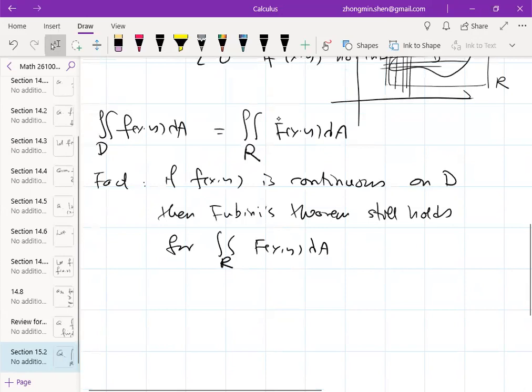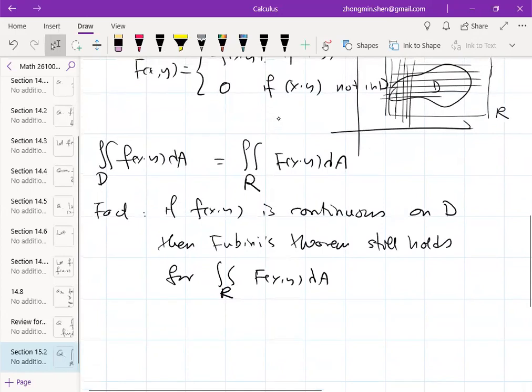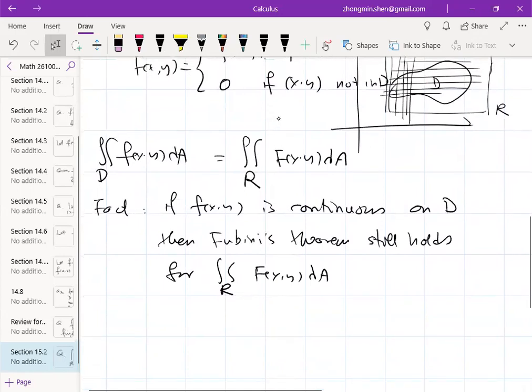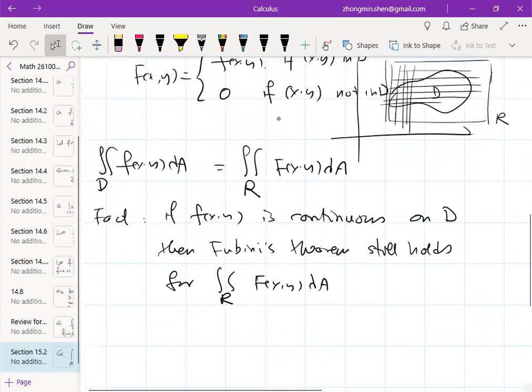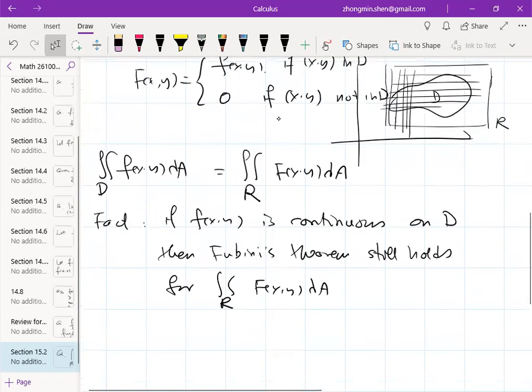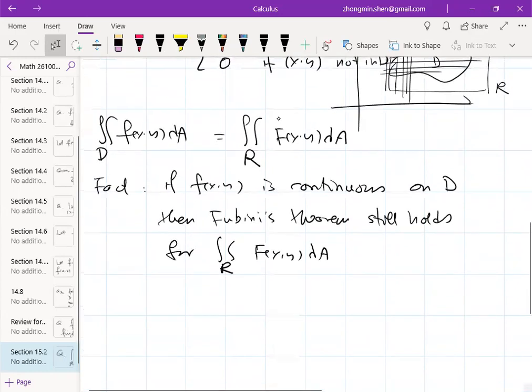Now let's see how to do that. Okay? Then it depends on the shape of the domain. Then you decide which iterated integral you can use. Sometimes you can use vertical lines. Sometimes you can use horizontal lines. So let's go through and do some problems. I'm not going to write down the formula right away. Okay. So here is an example.